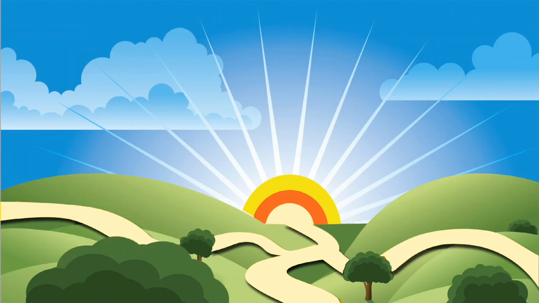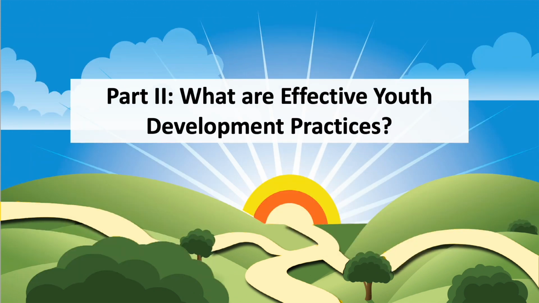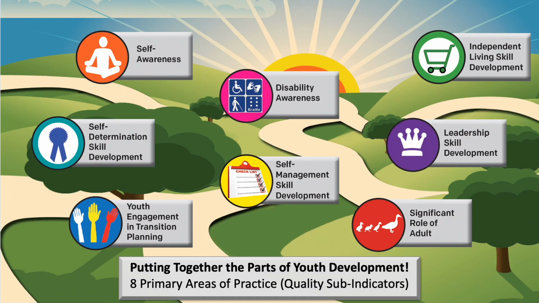All right, now it's time to move to part 2, which focuses on what are effective youth development practices. During this part of the video, we're going to focus on the 8 sub-indicators within youth development. So that includes self-awareness, self-determination, youth engagement in transition planning, disability awareness, self-management skill development, independent living skills, leadership skills, and the significant role of adults.